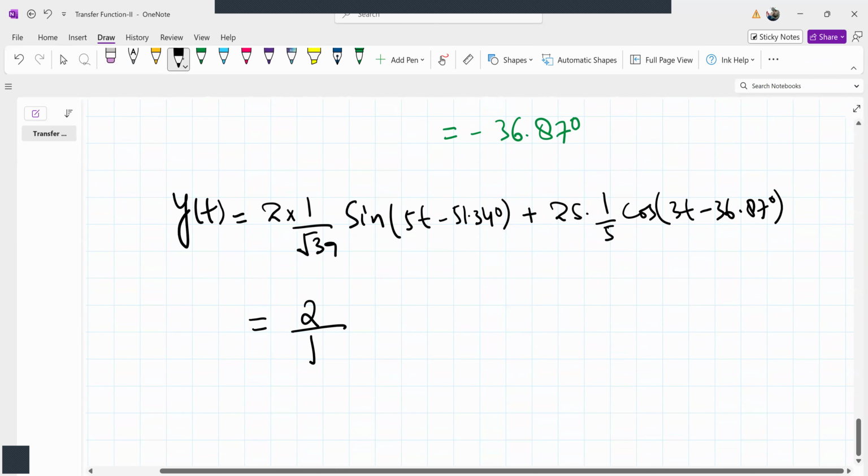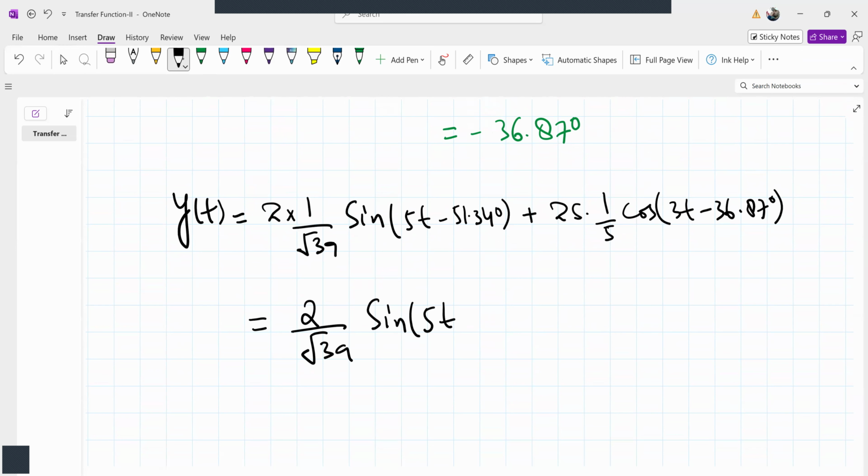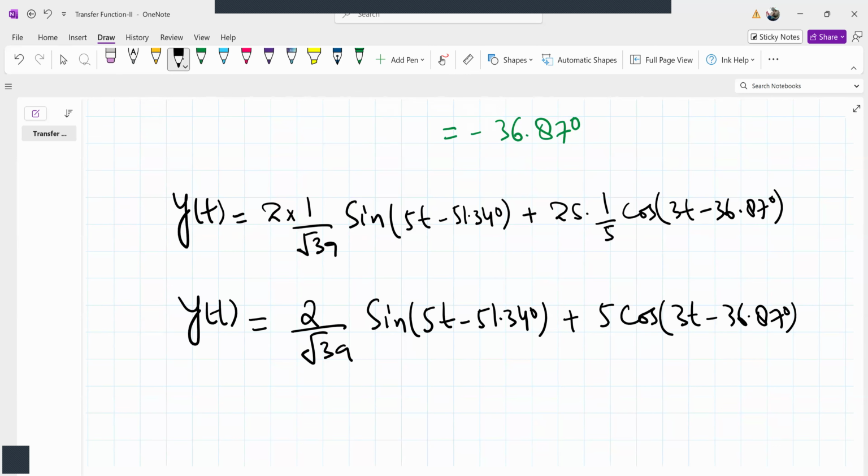So we can write this as 2. You can simplify this, but we keep it like this. 5t minus 51.34 degrees. 25 divided by 5 is 5. Cosine 3t minus 36.87. So this is the output of this network system if multiple sources with different frequencies are connected to this network. All right.